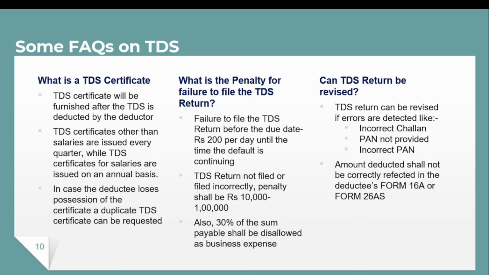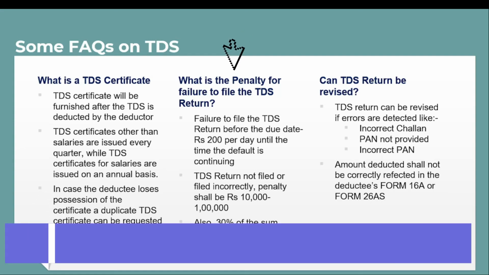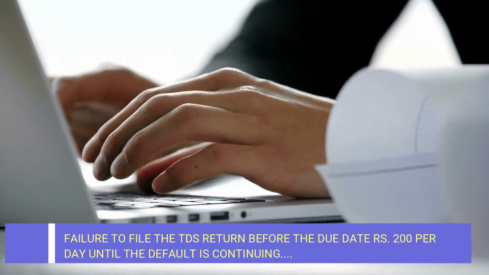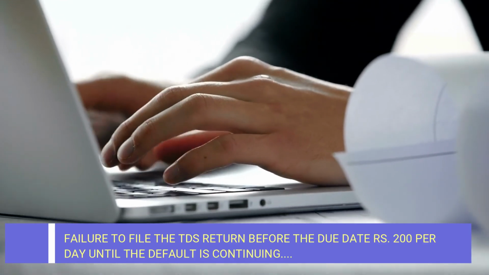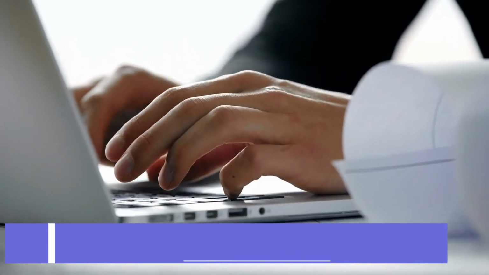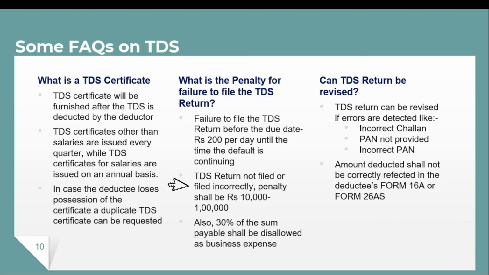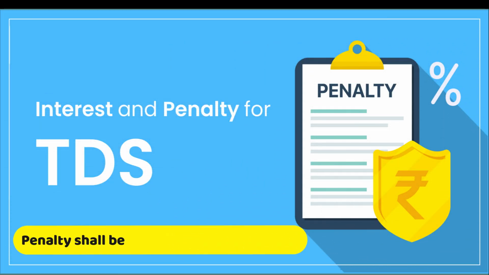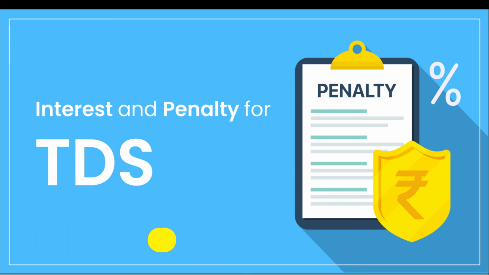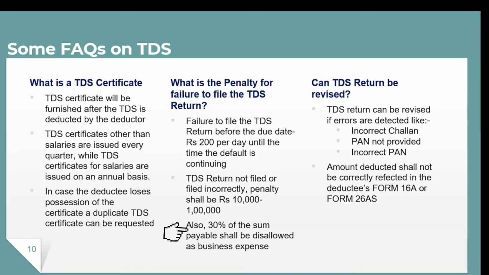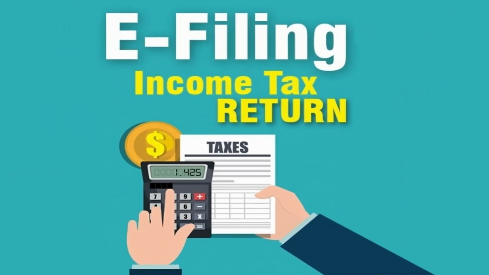The second is, what is the penalty for failure to file the TDS return? Failure to file the TDS return before the due date, the fine for this is rupees 200 per day until the time the refund is continuing. For TDS return not filed or filed incorrectly, the penalty shall be rupees 10,000 up to rupees 1 lakh. We have to keep in mind that 30% of the sum payable shall be disallowed as business expenses when you shall be filing your income tax return.